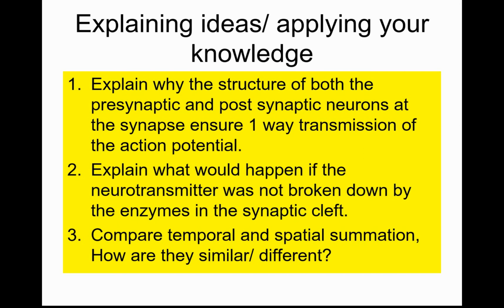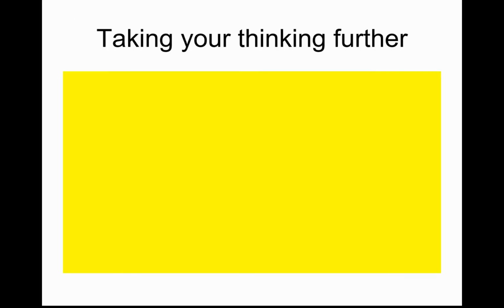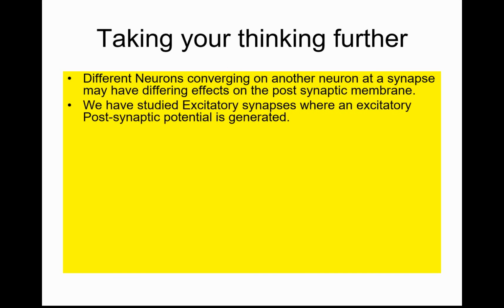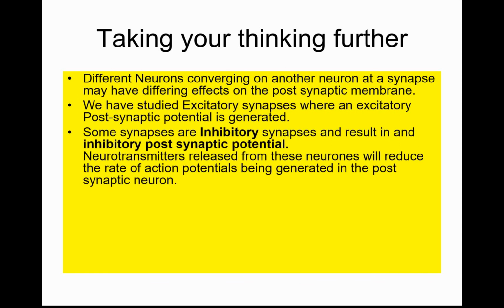And then when you've thought about those questions, really have a think about this one. We've already talked about this idea of neurons converging on each other, but they actually might have different effects on the postsynaptic membrane. So we've looked at the excitatory synapses where we get an excitatory postsynaptic potential, but some synapses are what we call inhibitory. So they cause an inhibitory postsynaptic potential. The neurotransmitter released from the presynaptic neuron will actually result in a reduction in the rate of action potentials, preventing action potentials being generated in the postsynaptic neuron.